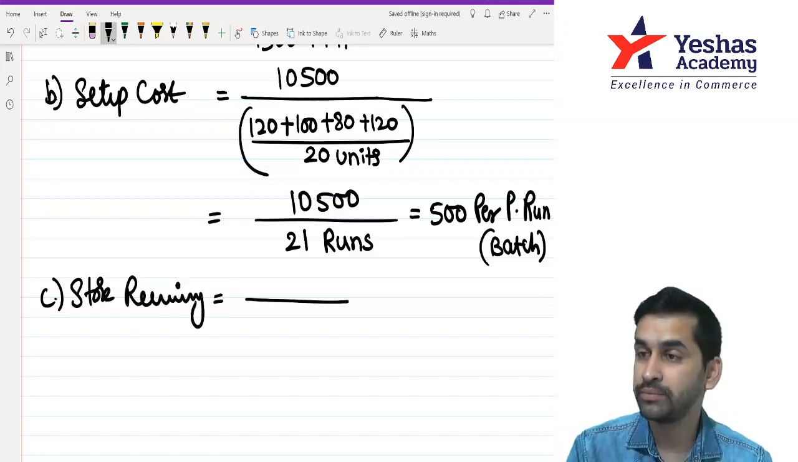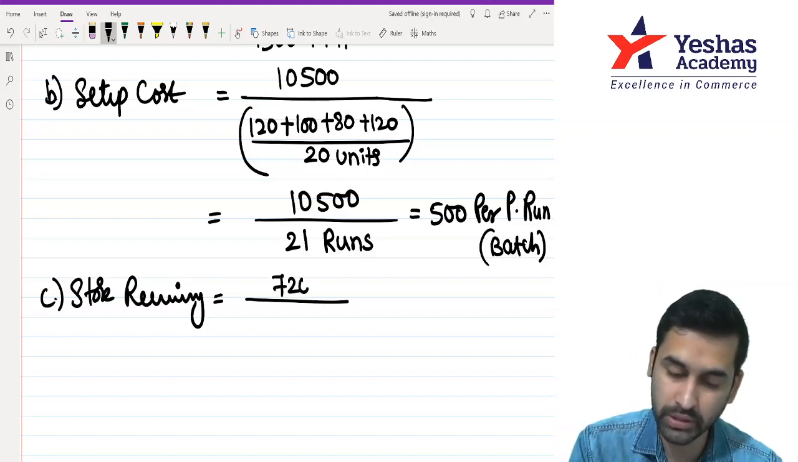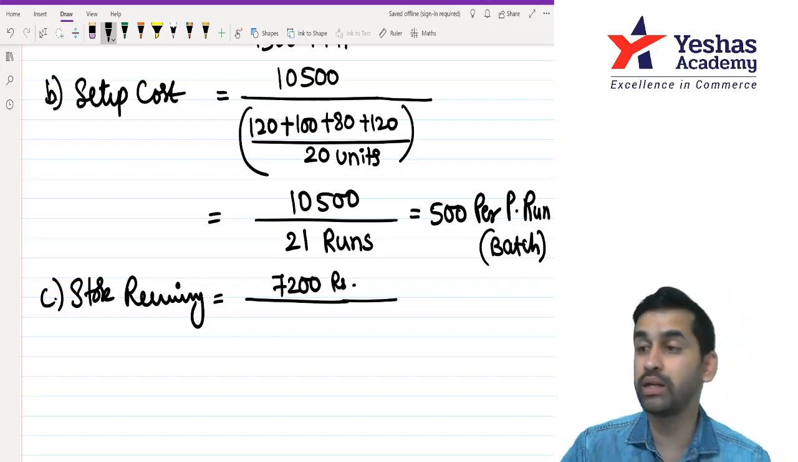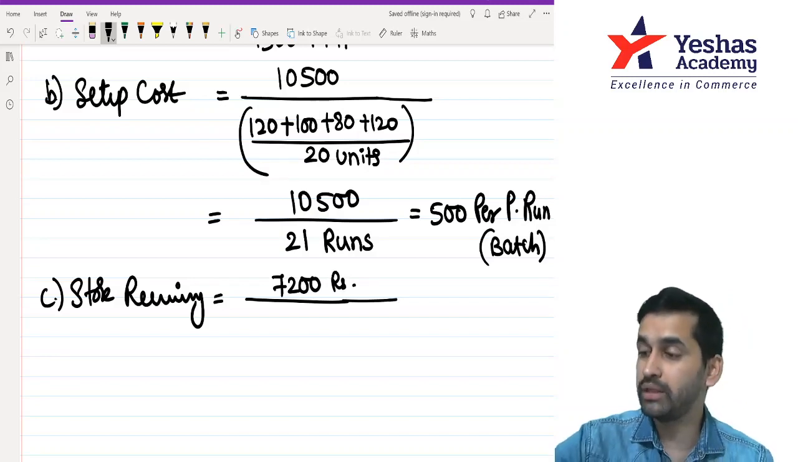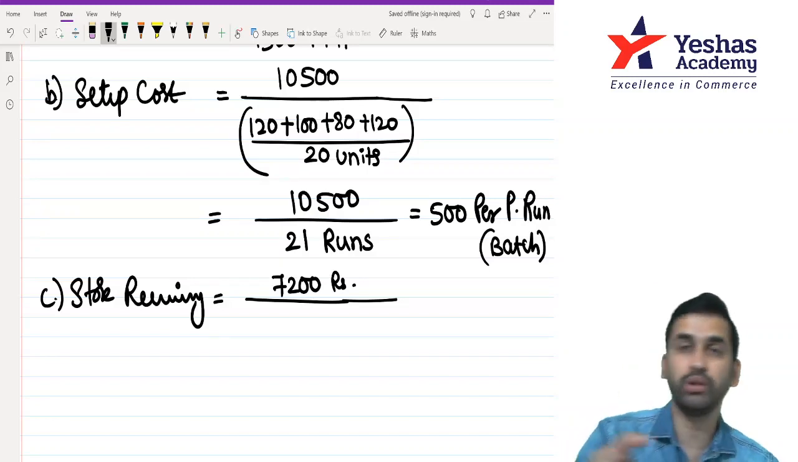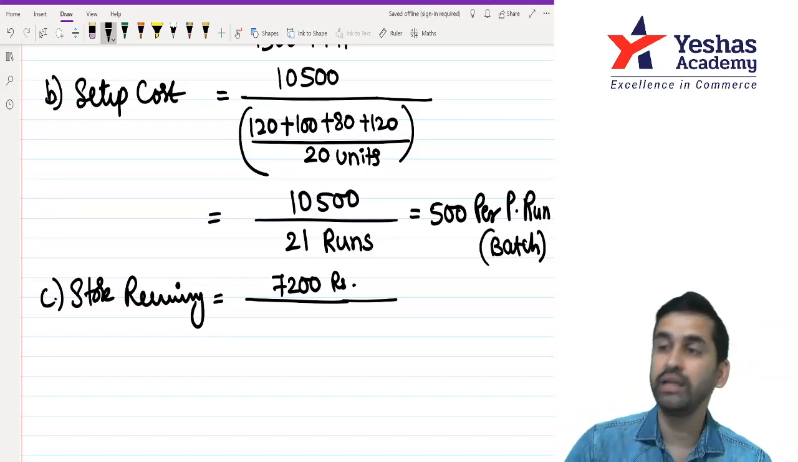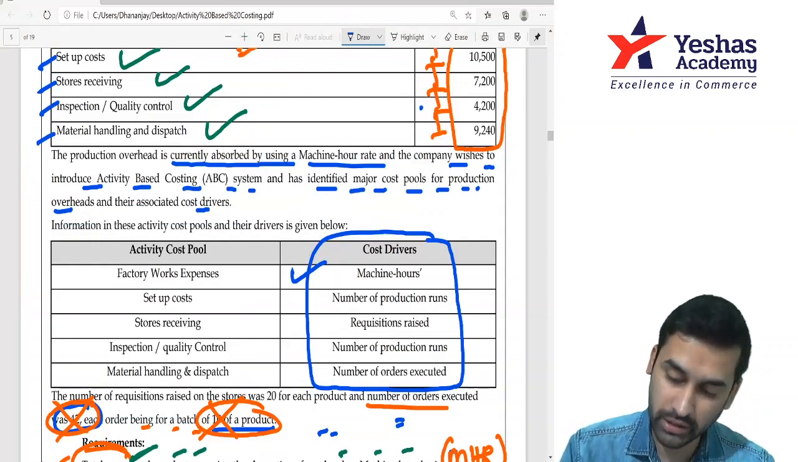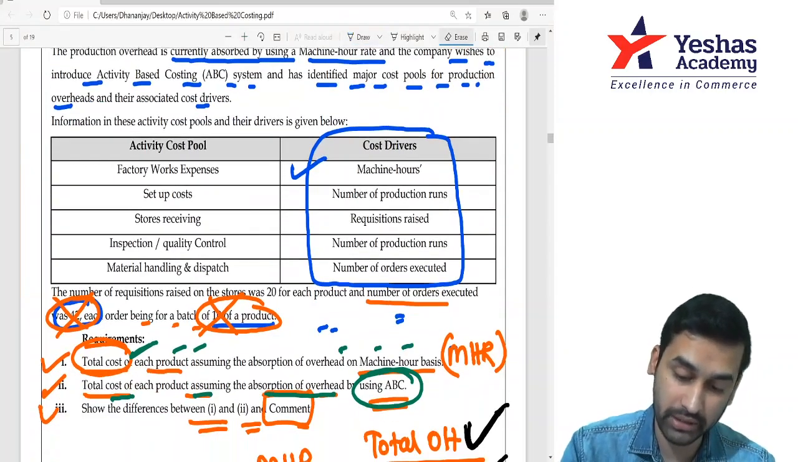Numerator is 7,200 rupees. Perfect. Denominator, go to third table. They are saying in third table, stores receiving activity cost pool, the cost driver is requisitions raised. Sir, where do we have requisitions raised? That is given after third table.